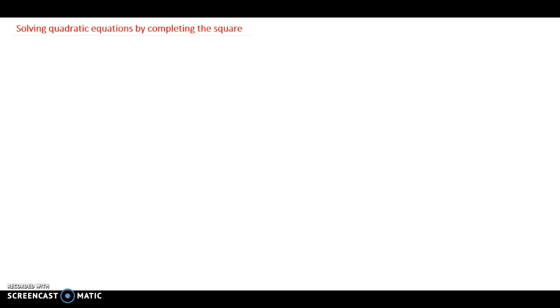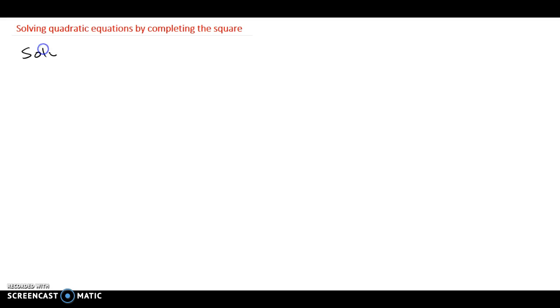This lesson will be on solving quadratic equations by completing the square. Now, the reason why we solve equations by completing the square is because sometimes the PSF method cannot be used. So when it can't be used, one of the next best options is to solve the quadratic equation by completing the square. So let's look at a couple of questions.